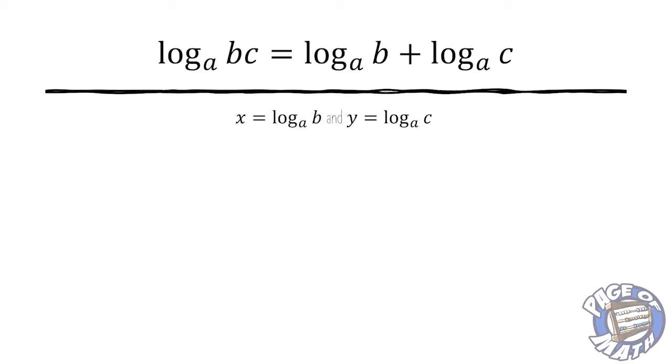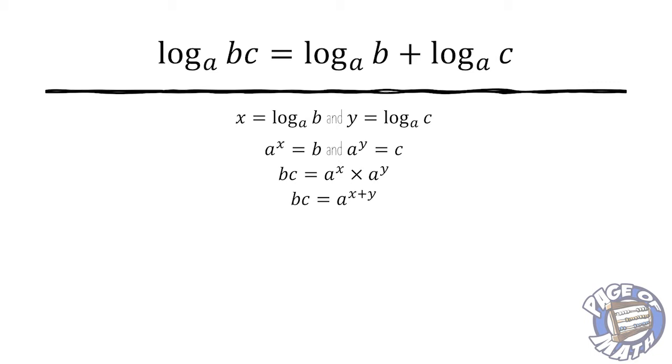Let's make x the log of b and y the log of c. Changing that into index form, we have a to the x is equal to b and a to the y will be equal to c. So if we multiply b by c, in fact, we are multiplying a to the x by a to the y. And as our laws of indices tell us, if we have the same base, we add the indices. So BC will be the same as a to the x plus y.